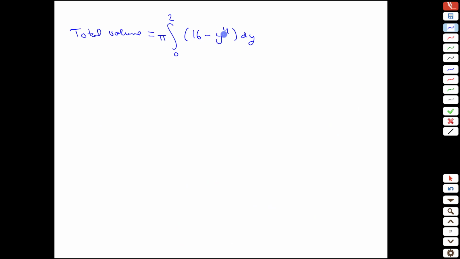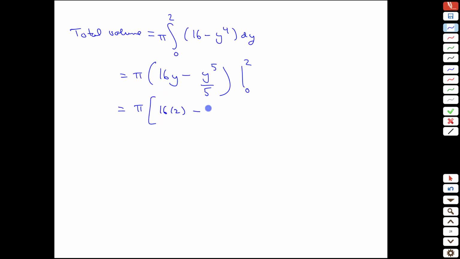Looking at this integral, it's something that we can integrate by inspection. The integral of 16 is 16y if y is our variable. And for the power 4, we add 1 to the power, divide by the new power. And we'll evaluate that at 2 and 0. Keep the pi out front of everything else. We'll have 16 times 2 minus 2 to the 5 over 5. All of that minus 0. And if y is 0, we'll get another 0 there. And that's not too bad.